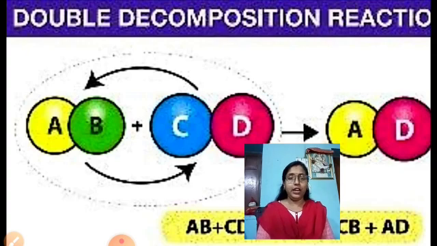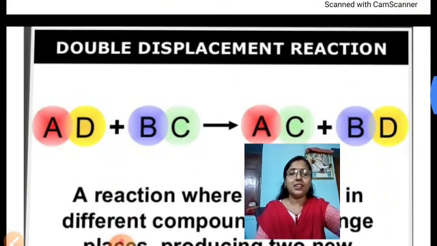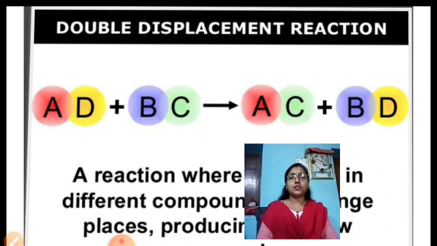For example, AB plus CD, as written here. A will combine with D and B will combine with C, forming the two products, that is AD plus BC, the two new compounds. So that is called a double decomposition reaction. Come to the next page. The double displacement reaction or double decomposition reaction is AD plus BC gives AC plus BD.